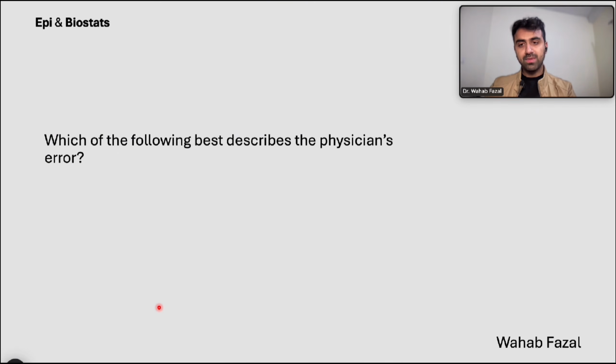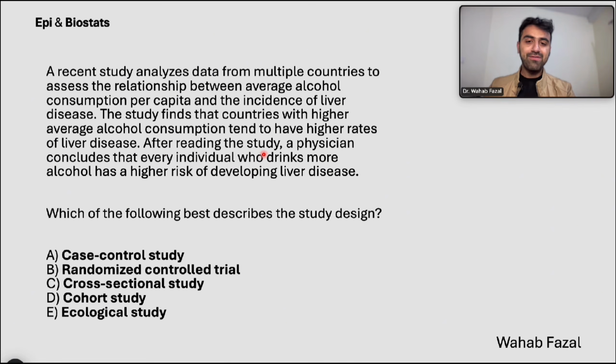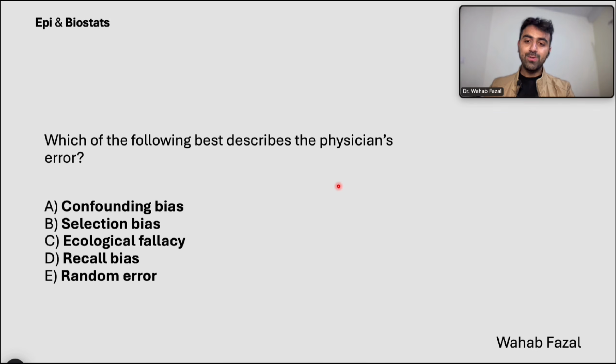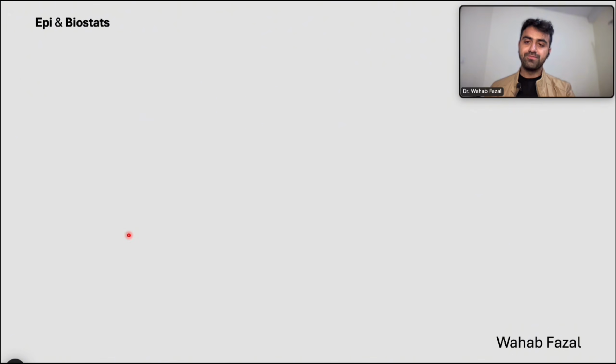Let's take another question. Which of the following best describes this physician's error? Let's go back to it. So this physician, after he read this study, concluded that every individual who drinks more alcohol has a higher risk of developing liver disease. What error did this person make? You can pause the video here. You don't have to see the options. I'm not going to explain each one of these options because I'm going to explain more about these biases and errors in a later video. But you know he made something called an ecological fallacy. He made an individual conclusion on the basis of an ecological study.